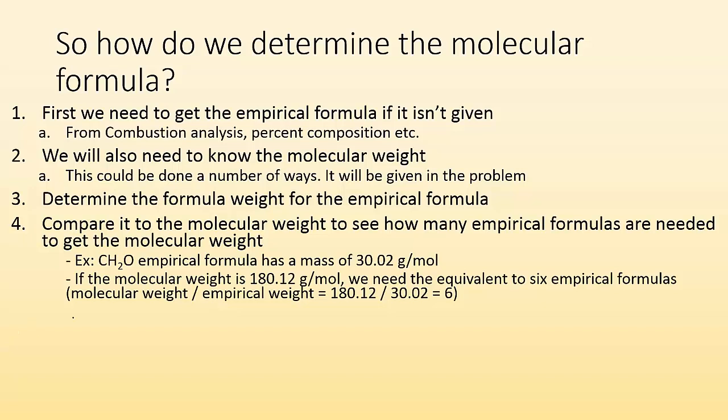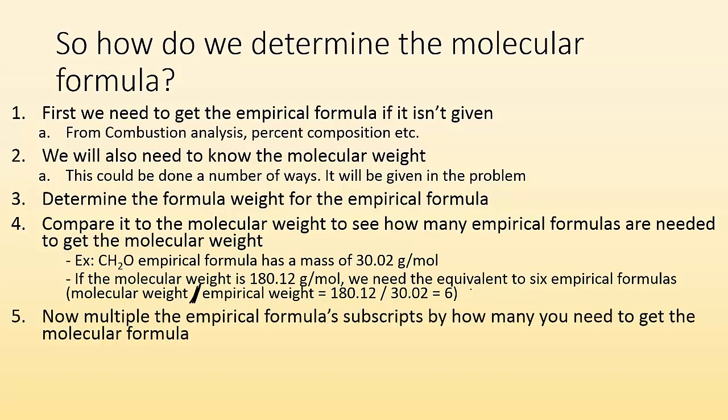The way you're going to do that is you're going to take the molecular weight and divide it by the empirical weight. So I'd have 180.12 divided by 30.02, and I'd get 6. That tells me, all right, I need 6 of those empirical formulas. So now you multiply the empirical formula subscripts by how many you need to get to the molecular formula. So if it's 6, you times it by 6. You go, all right, CH2O times everything by 6. I get 6 carbons, 12 hydrogens, and 6 oxygens.